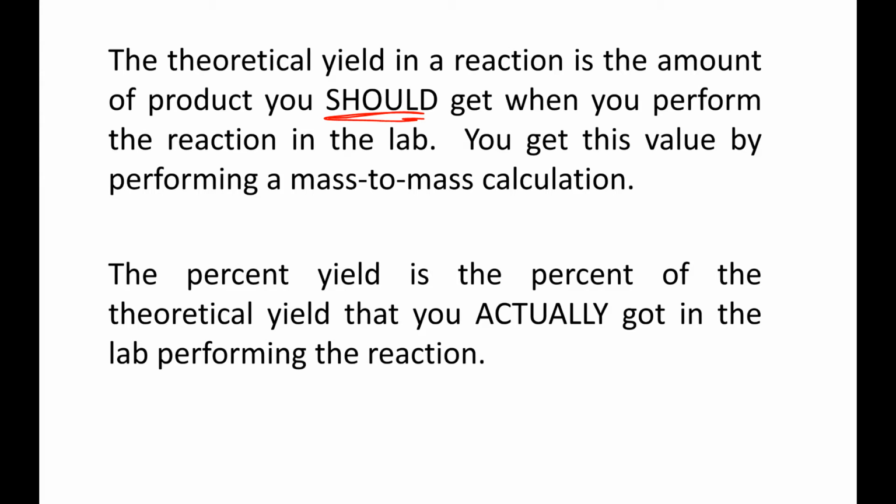Now, the percent yield is the percent of the theoretical yield that you actually got in the lab performing the reaction. Guys, if you do a percent yield calculation and you get over 100%, you screwed up somewhere. If you get a lot less than 100%, you screwed up somewhere. Generally, most reactions that we'll do in lab work yield between 85 and 90%. Not always, but most of the time. Now, there are reactions out there that, if you get a 22% yield, you've done a great job. So it really all depends on the type of reaction.